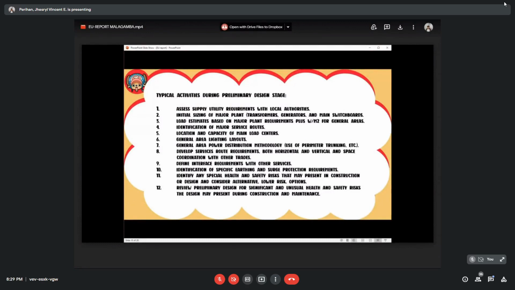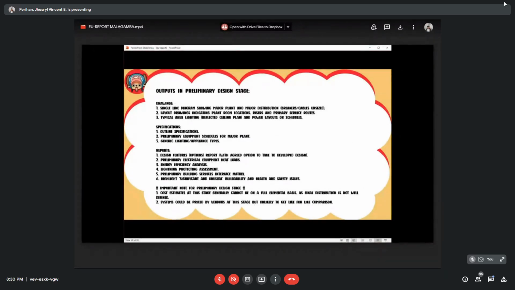Eleventh, identify any special health and safety risks that may be present in construction or design and consider alternative lower risk options. And lastly, review the preliminary design for significant and unusual health and safety risks that the design may present during construction and maintenance.